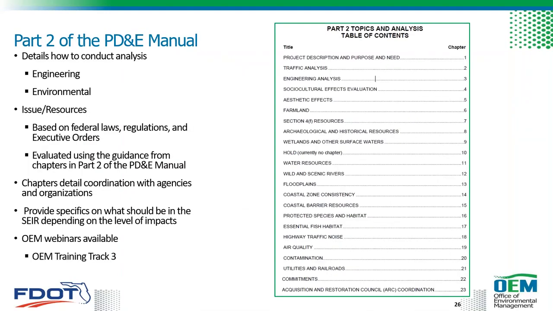Chapters in Part 2 of the PD&E manual detail how to conduct the engineering and environmental analysis. They provide guidance on coordination with the agencies and organizations, and also give specifics on what should be included in the SEER dependent on the level of impacts. Several of these PD&E manual chapters in Part 2 also have NEPA introductory courses, and most of these are available as webinars on OEM's training page.